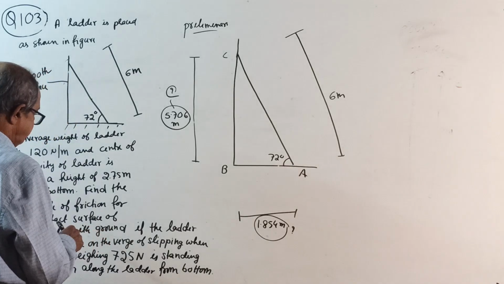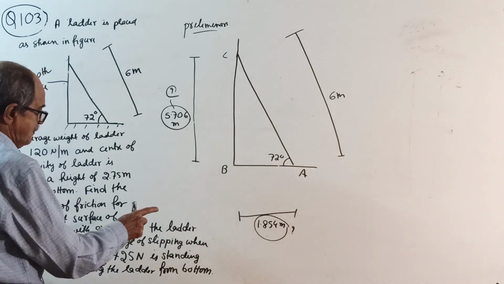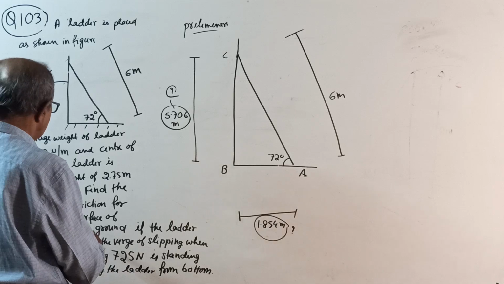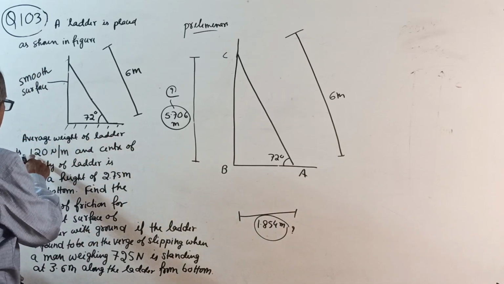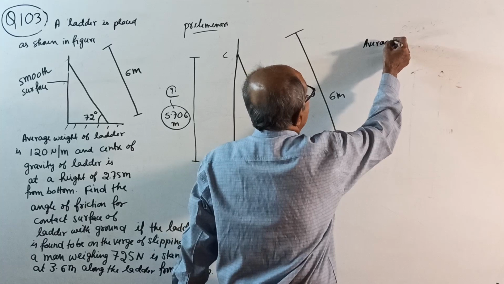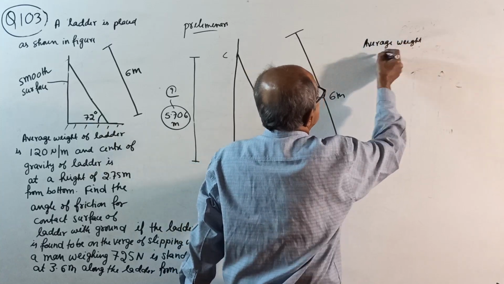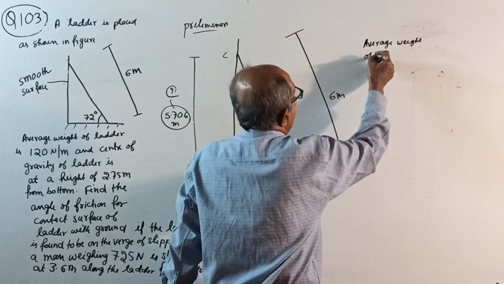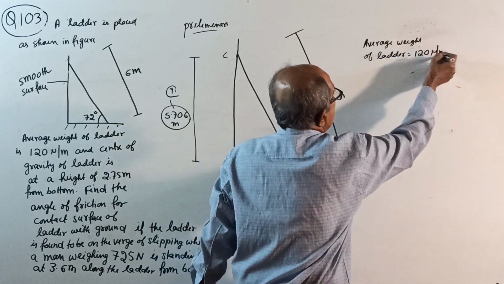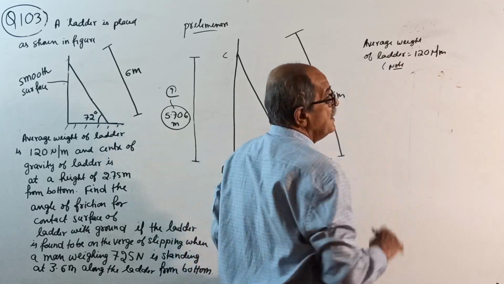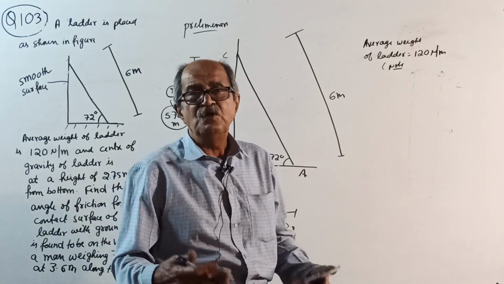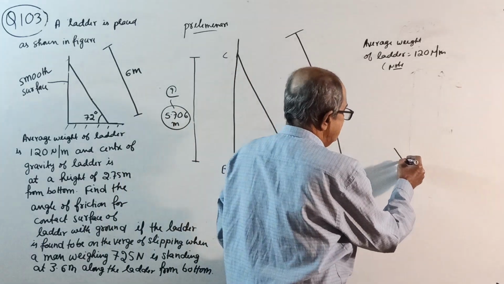Somewhere later, sorry, one minute, first the weight of the ladder. It is told that the average weight of the ladder is 120 Newton per meter. You can make a note here. Why did they tell average? It means the ladder need not be uniform. It can be non-uniform. Maybe your ladder is like this.